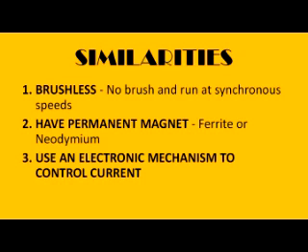There are three similarities between both of them. The first one is both brushless DC and AC motors are both brushless and both run at synchronous speed. The second one, both of them have permanent magnet. The rotor magnets can be either ferrite or rare earth alloy such as neodymium. And the last one is both motors use an electronic mechanism to control current, which means they don't depend upon the mechanical system brushes to control current.